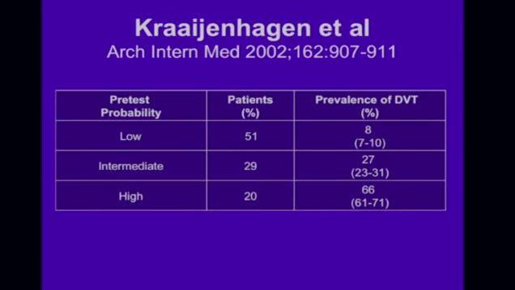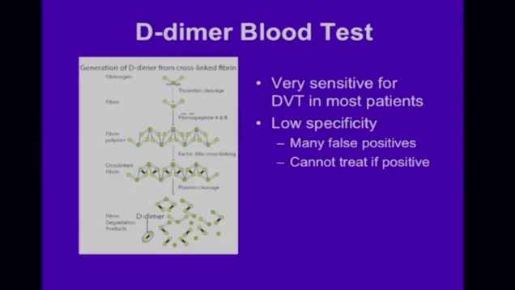Therefore, for the intermediate and high-risk patient, ultrasound is recommended, and for the low-risk patient, a D-dimer blood test is recommended. The D-dimer blood test is very sensitive for DVT in most patients, but it's got a relatively low specificity, so there may be false positives. If you have a positive D-dimer, the next step is to get an ultrasound. So those patients with a low pretest probability and a negative D-dimer can stop.